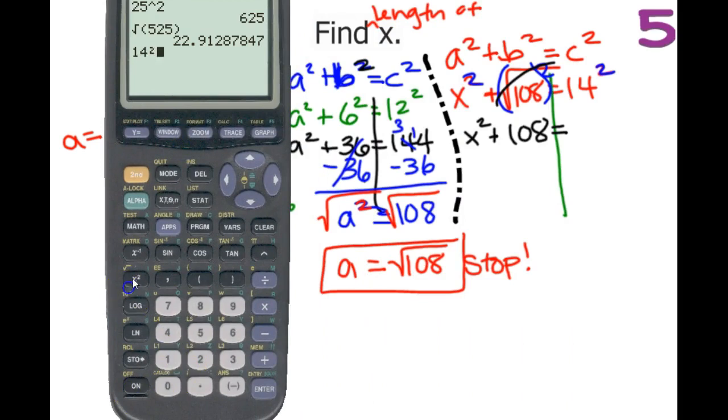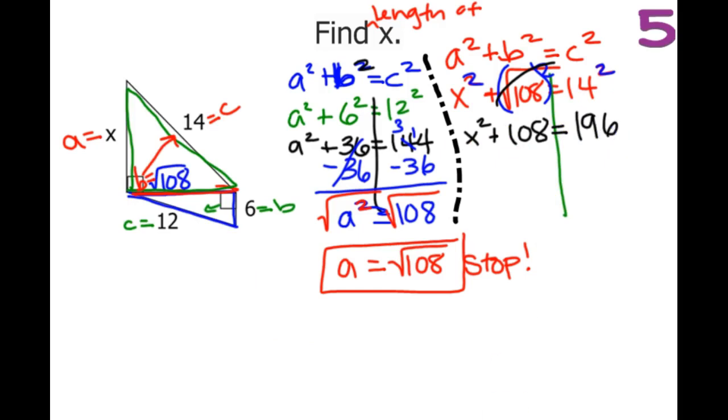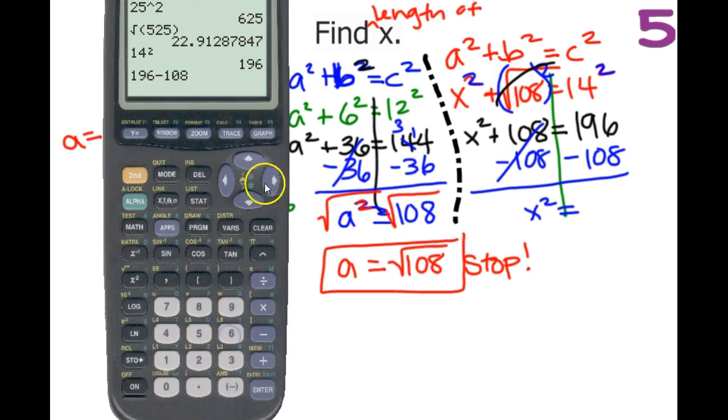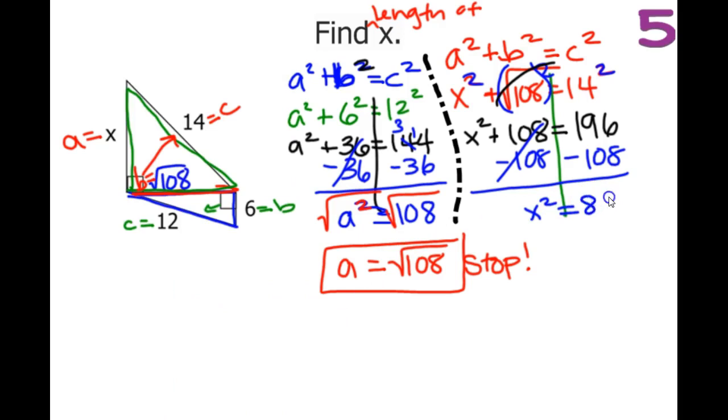If you're not sure what it is, type it in. It's 196. So we need x squared by itself, so I'm going to subtract 108. That would be the opposite of adding. So 196 minus 108 is 88. And then last, to get rid of the square, we take the square root.